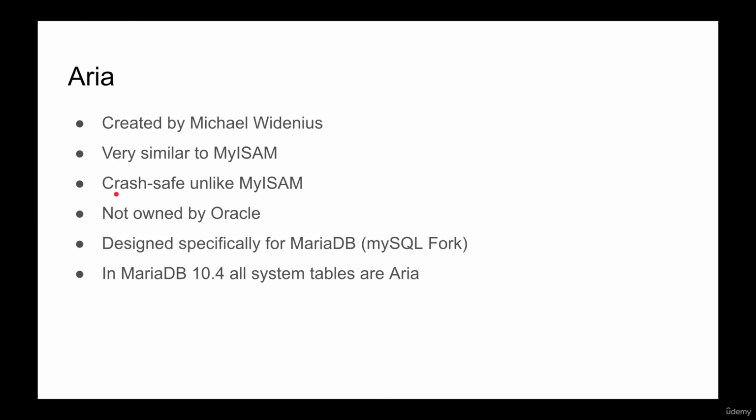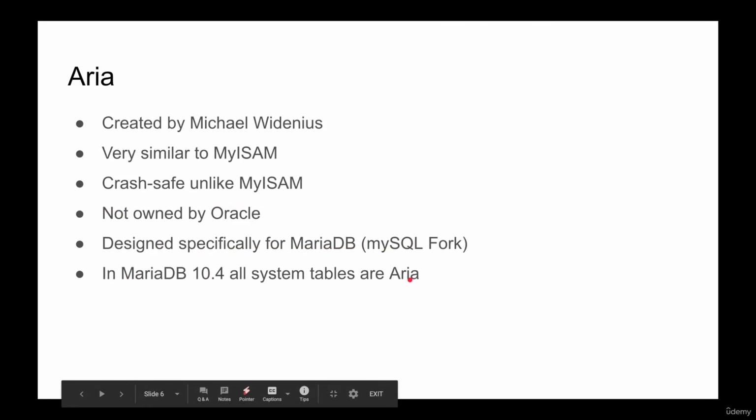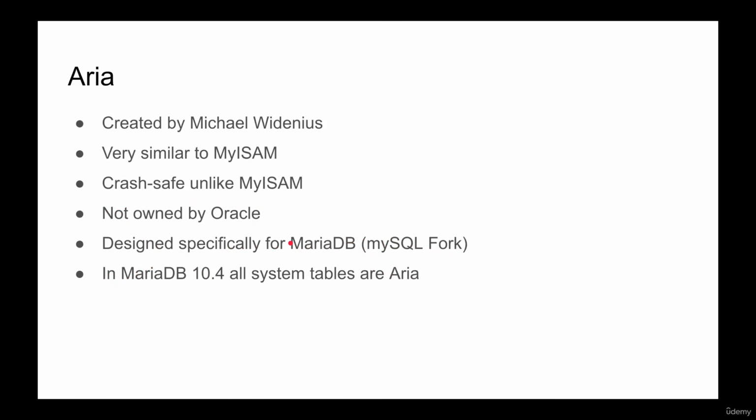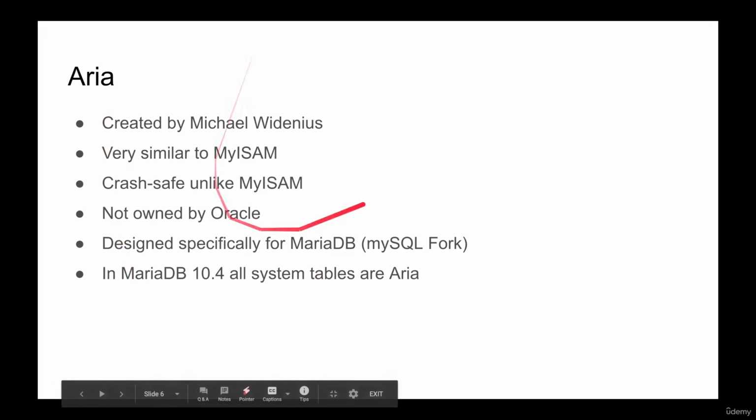And I think all the system tables in MariaDB are actually Aria. They are not MyISAM. They are actually Aria, and it's designed specifically for MariaDB. As we said, it's a MySQL fork. So Maria is the daughter, and Aria, why did he call it Aria? He wanted to call this also Maria, but that was confusing. So people said, okay, let's call it Aria then. That's not the Game of Thrones character though.